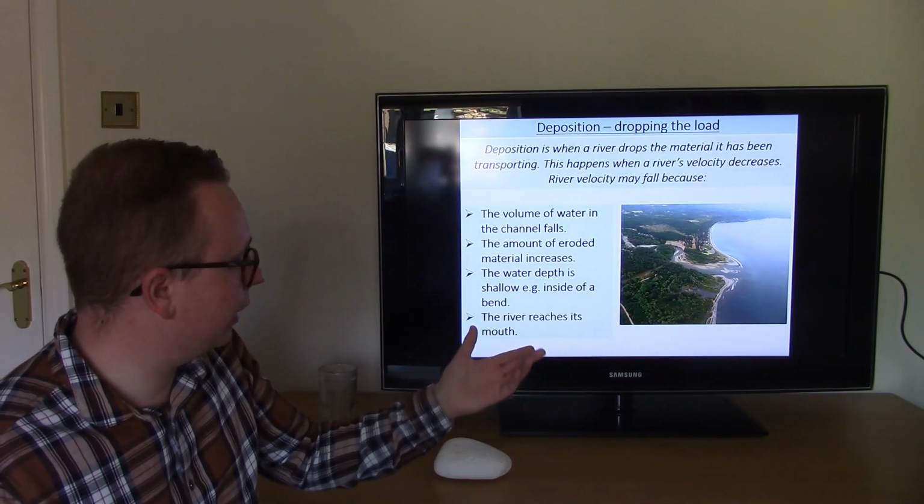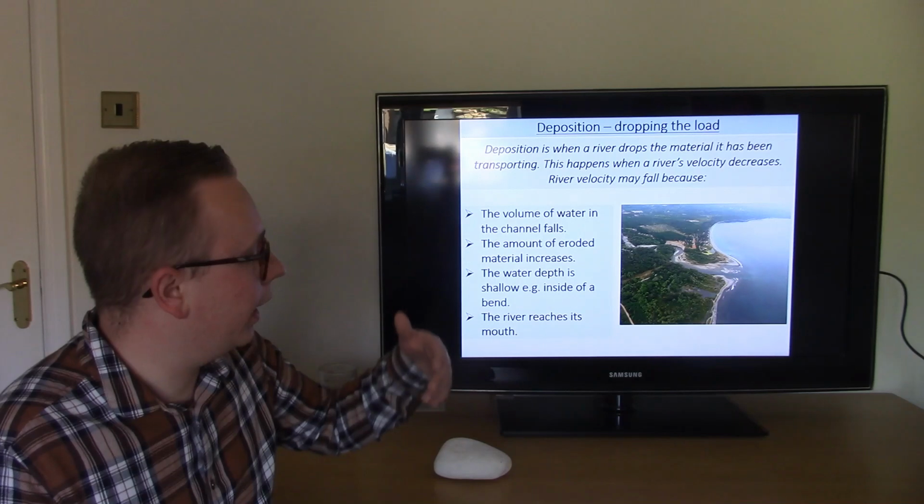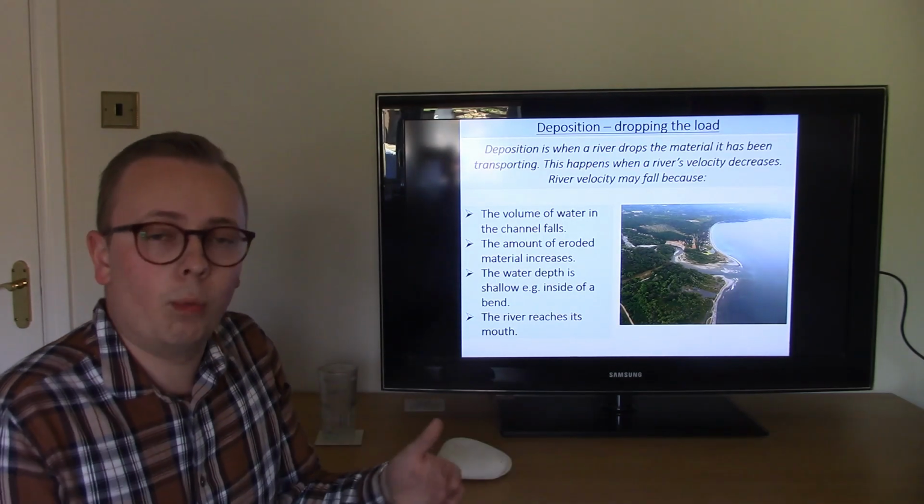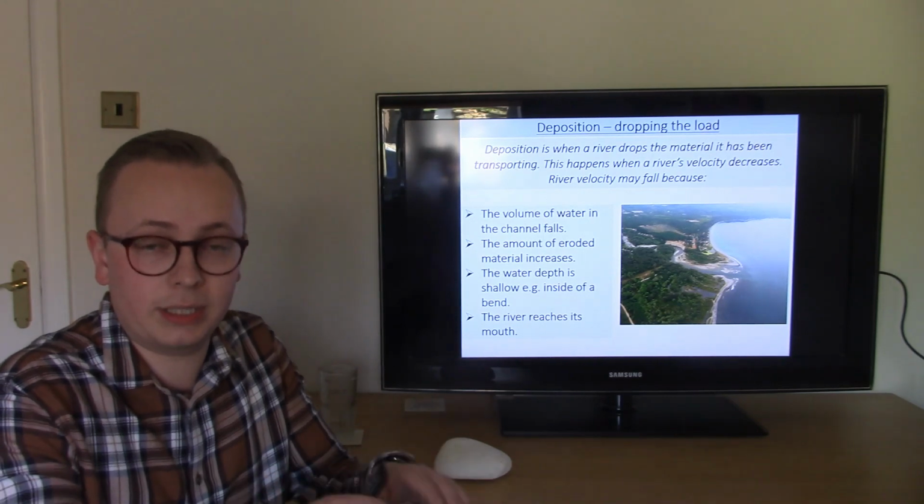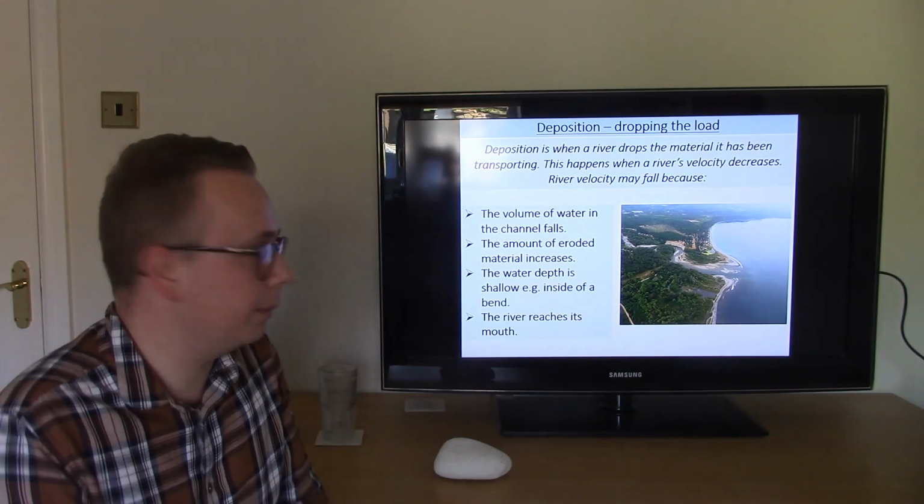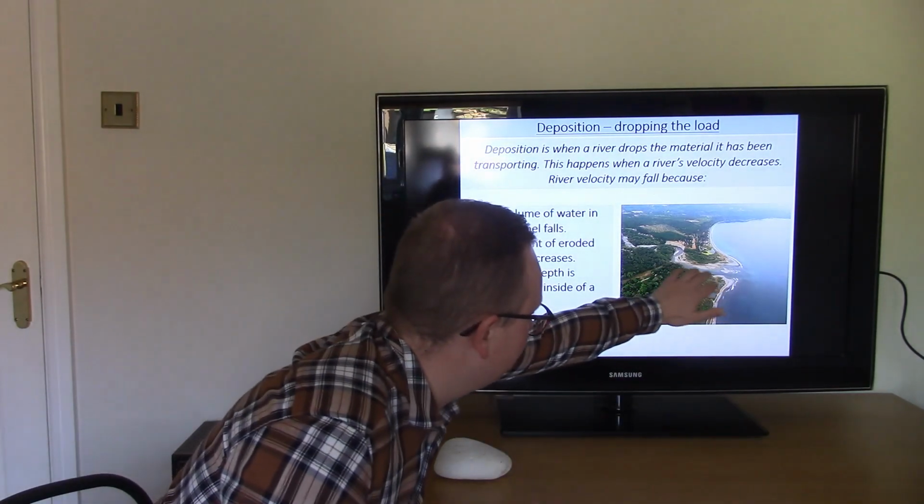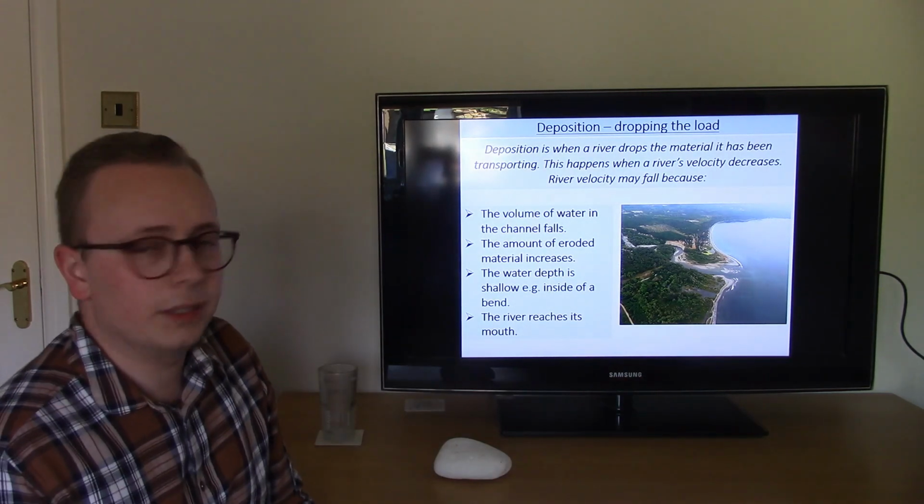And the last example here is where the river reaches its mouth, the end point of a river. And that's usually a sea or a lake. And once a river meets what we call standing water, a sea or a lake is a standing body of water, the velocity drops immediately, and so we see sudden deposition. And that's why we can see these banks and amounts of sediment building up in this river's mouth.